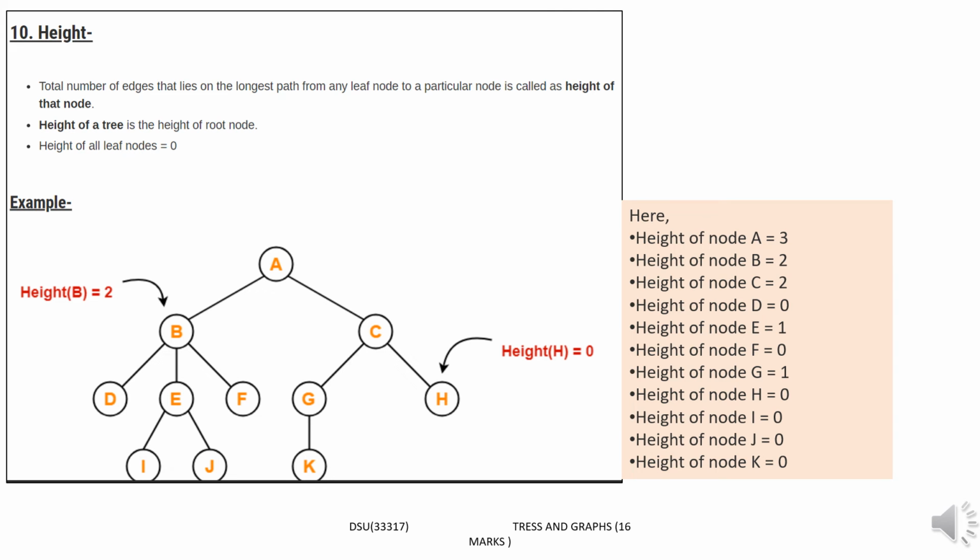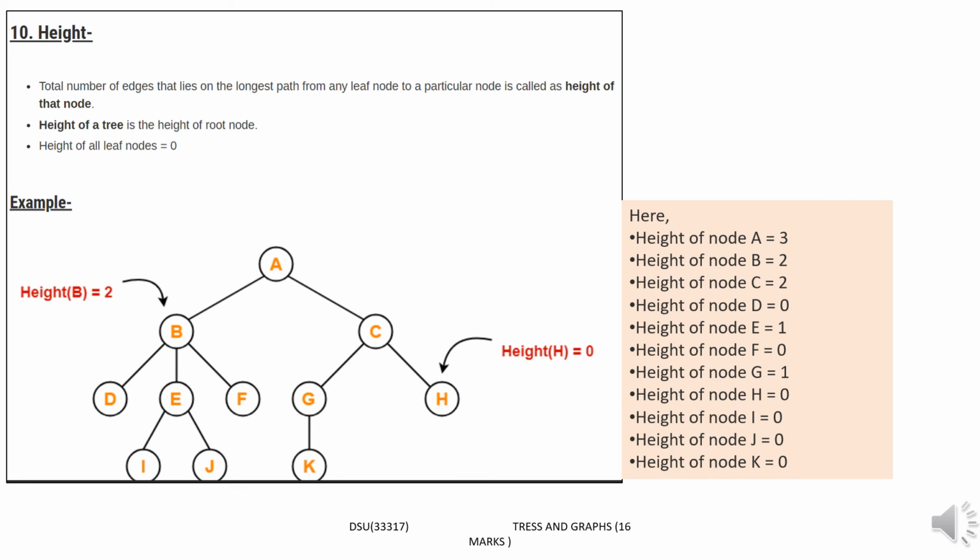So height: the total number of edges that lie on the longest path from any leaf node to a particular node is called the height of that node. The height of a tree is the height of its root node. So the height of every leaf node is equal to 0. See here, in this tree, the height of B is 2 and the height of H is 0. It means the total number of edges on the longest path from the particular node.